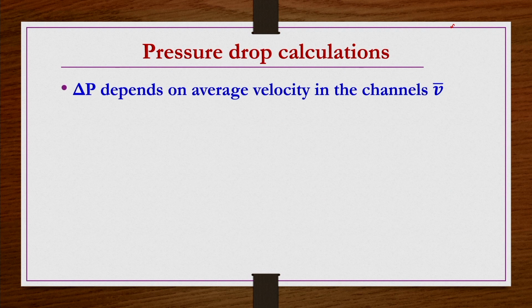So, delta P depends on the average velocity in the channels, V bar, which is not known. Superficial velocity is known, how much empty tower velocity you are providing, that you can know, because average velocity is going to change from packing to packing. It is a kind of irregular packing, and the shape of the particle is also irregular, and the size is also going to be different from one particle to another particle, then the channels are not going to be regular, right.